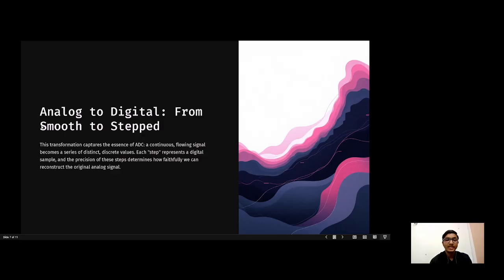So the summary is analog to digital, from smooth to step. This transformation captures the essence of ADC. A continuous flowing signal becomes a series of distinct discrete values. Each step represents a digital sample, and the precision of this step determines how faithfully we can reconstruct the original analog signal. So conversion of analog to digital we can also call encoding.